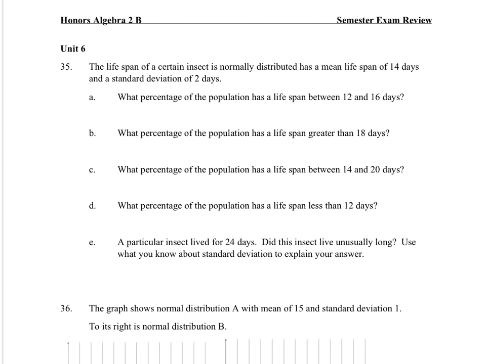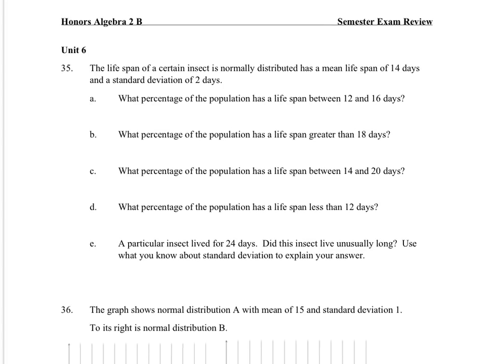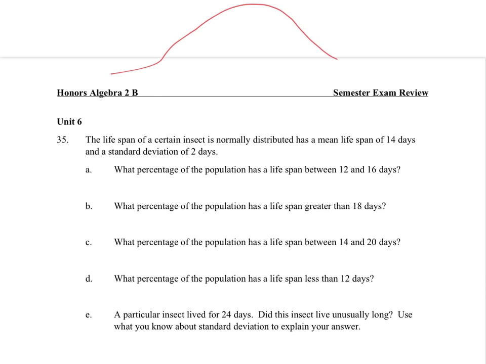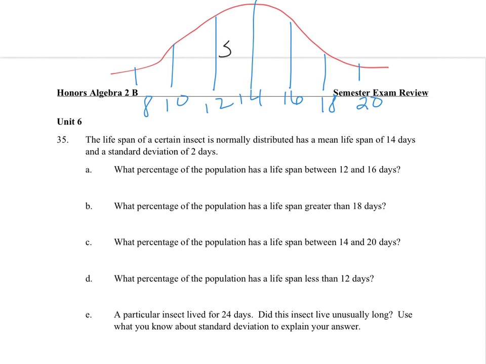Okay, so Unit 6 was statistics, and to do number 35, I'm going to draw a normal distribution, and I'm going to label it well. So the mean is 14 days, and then every 2 days is a standard deviation. And then we can also put the percent in. You can use your formula sheet for this.